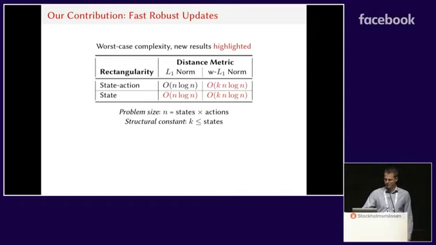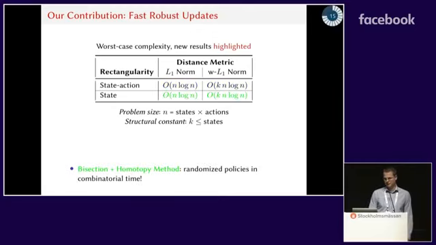We do this by proposing a new homotopy continuation method for state-action rectangular problems and combine this with a bisection and homotopy method for the S-rectangular case. What I think is remarkable about the bisection approach is that we can compute randomized policies in combinatorial time using bisection.